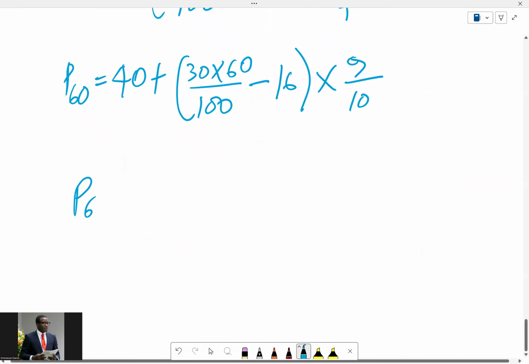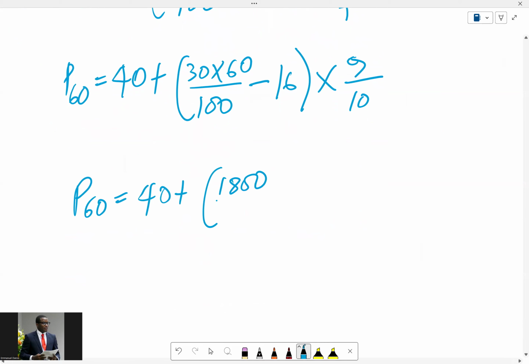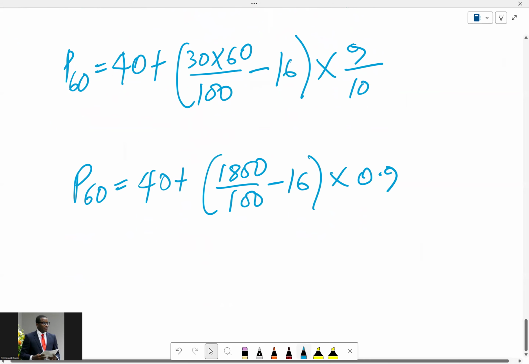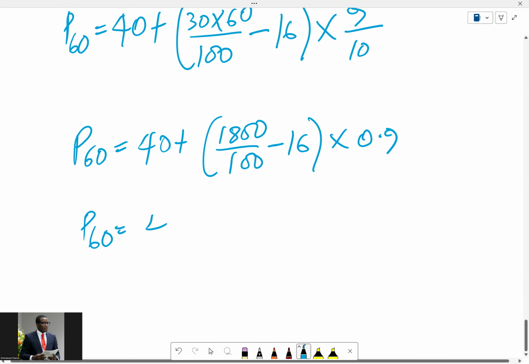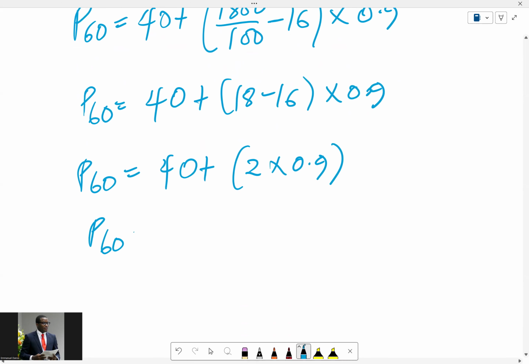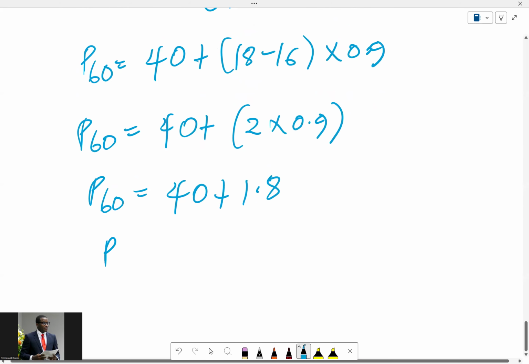So we can tidy things up now. P60 is now 40 plus 30 times 60 is 1,800 divided by 100 minus 16 times 0.9. 9 over 10 is 0.9. So P60 is equal to 40 plus 1,800 divided by 100. That's 18 minus 16 times 0.9. So P60 is equal to 40 plus 2 times 0.9, since 18 minus 16 is 2. So that means P60 is equal to 40 plus 1.8. So the 60th percentile is 41.8.